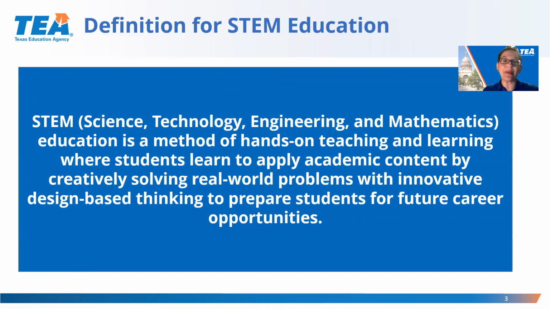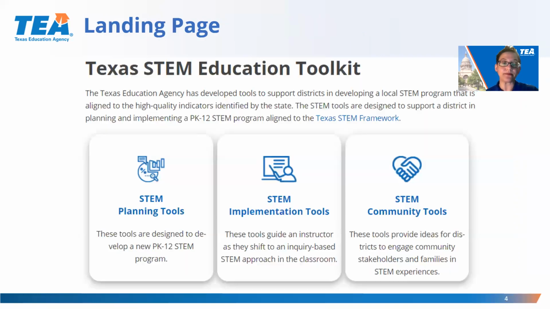One of the first steps in developing a STEM program in Texas was to establish a common definition for STEM education. We have defined STEM education as a method of hands-on teaching and learning where students learn to apply academic content by creatively solving real-world problems with innovative design-based thinking to prepare students for future career opportunities. When we talk about STEM throughout the series, we are talking about a method of instruction, not a course.